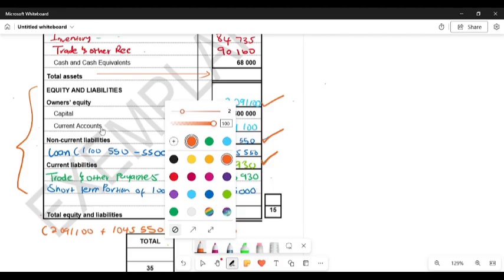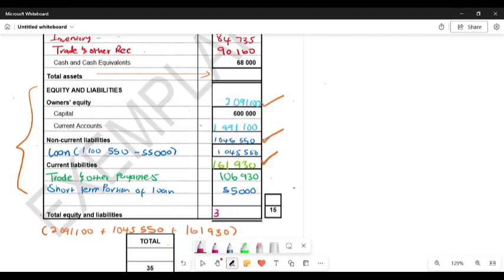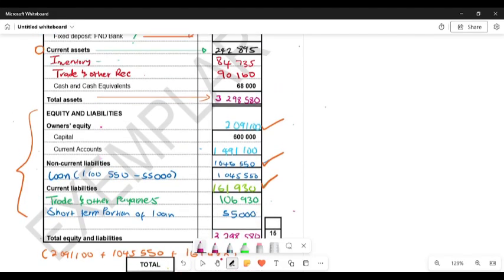Let me just use a different marker. Right? 298,580. Let me just verify: 2,091,100 plus 1,045,550 plus 161,930. Yes, it's 3,298,580. Remember, these two need to be exactly the same. For the mere fact that you wrote two amounts that are exactly the same here, you're going to get a mark for that. All right. Now, you have your total assets.